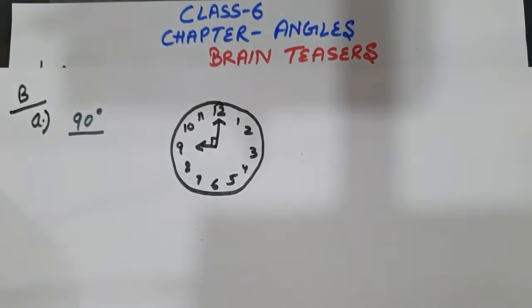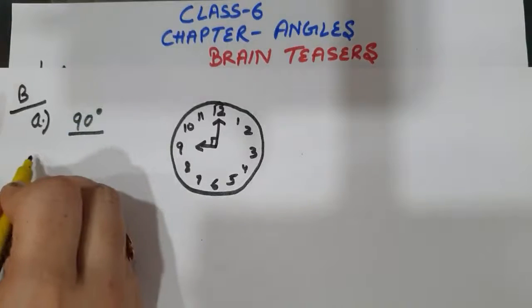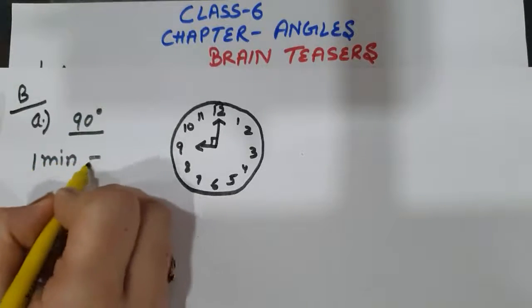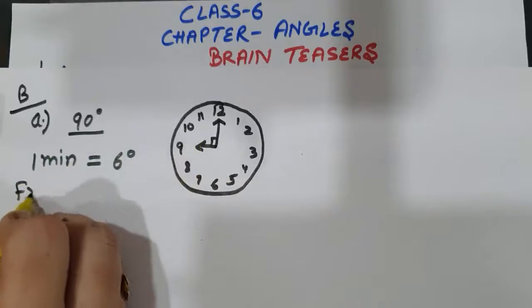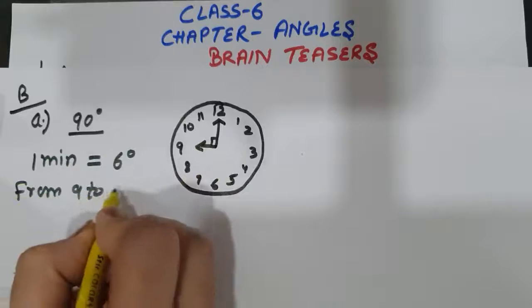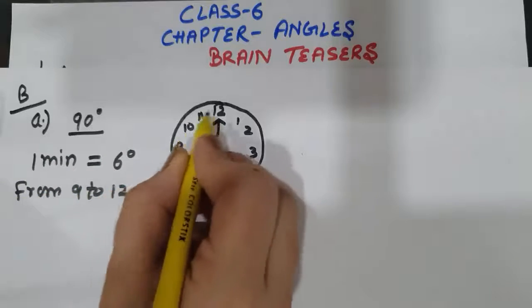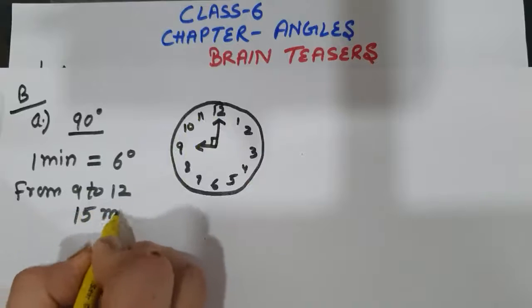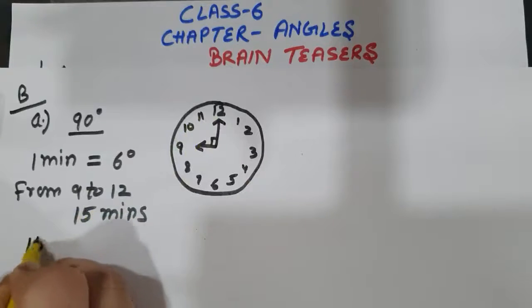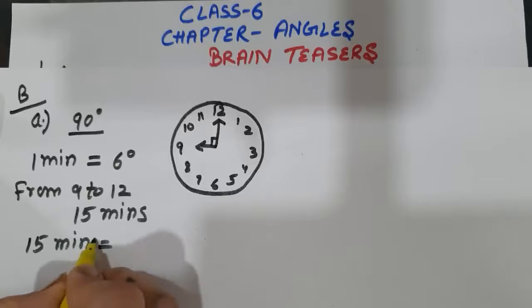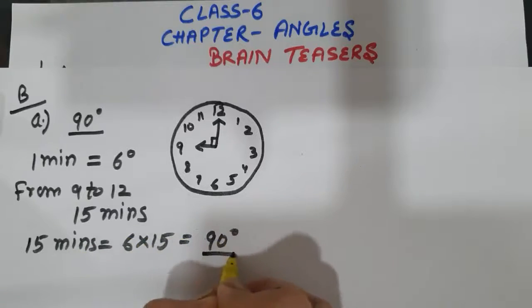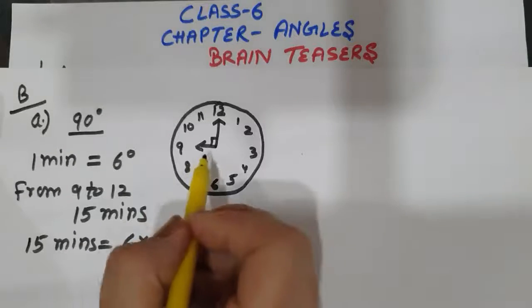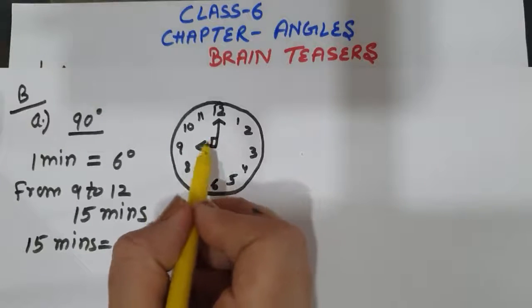But if I want to give the detail, 1 minute is always equal to 6 degrees. And I can see from 9 to 12, I have 15 minutes in between. So 15 minutes will be equal to 6 into 15, which is equal to 90 degrees. This is the complete solution of the question. Otherwise, you can clearly observe also that this is a 90 degree angle.